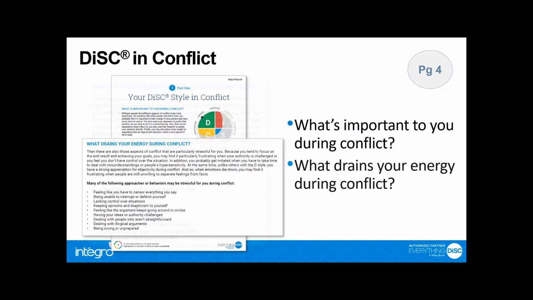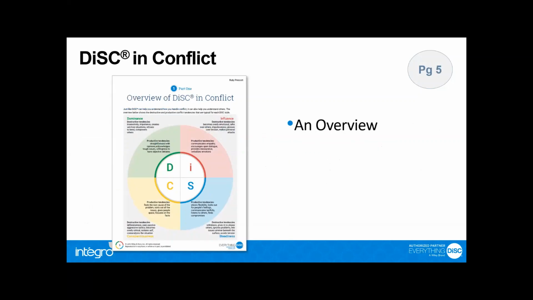Okay. And then what drains your energy during conflict, a bit like the stresses in the workplace profile, etc. Okay, so this is getting to understand your own approach to conflict and what's important to you and what drains your energy. So that's really important if I'm going to be more effective at adapting my natural tendency.